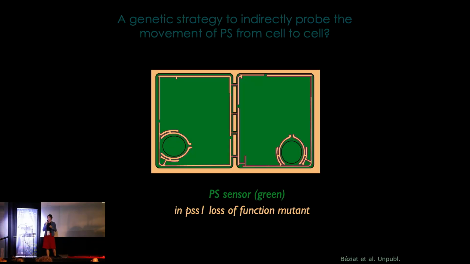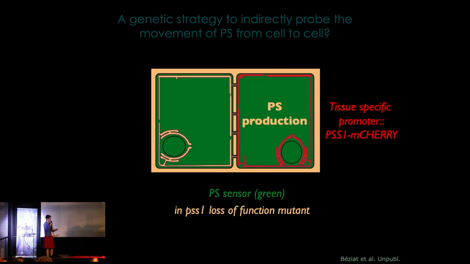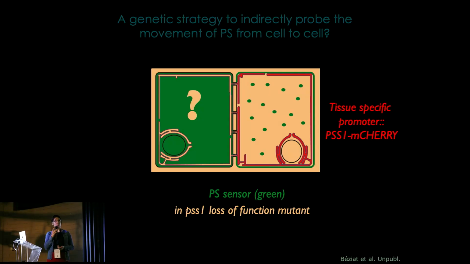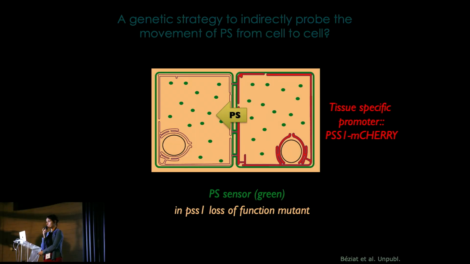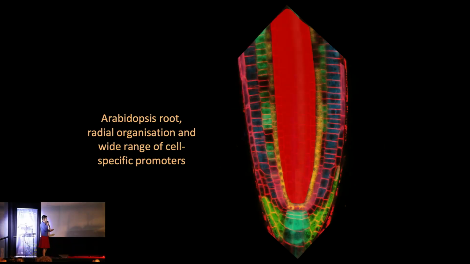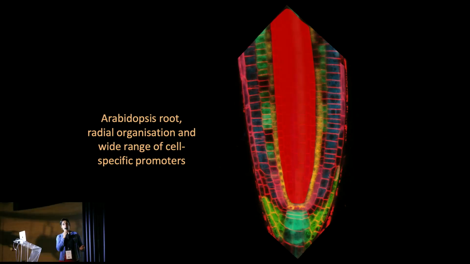Now, if we are capable of expressing the PS synthase within this loss-of-function mutant, but only in some cell types, then in those very cells we should recover the membrane association of the sensor, because PS is being produced. So we wondered what happened to neighboring cells. If PS moves, we should see the sensor in neighboring cells that do not express the PS synthase. Those cells do not produce PS, but the sensor should still associate with the membranes. This strategy is very easy to achieve in Arabidopsis, especially in the roots, because we have this radial organization and plenty of cell type specific promoters.